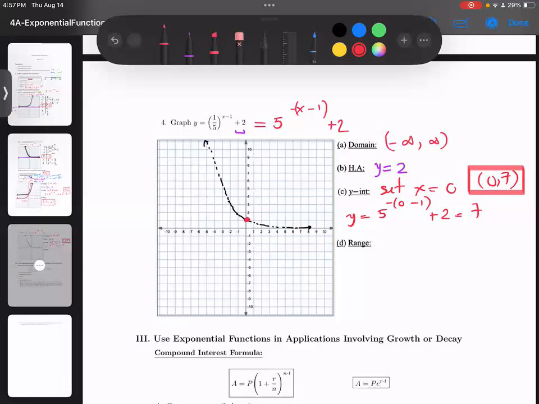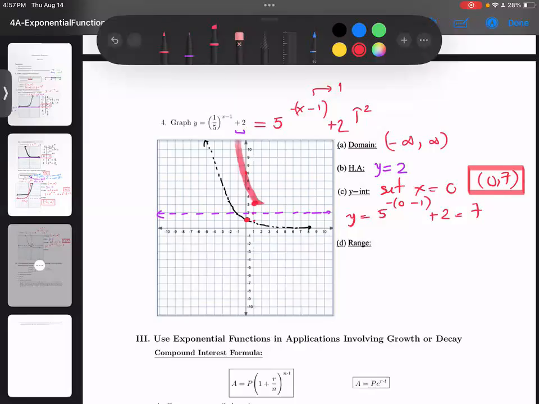So our shifting will be like this. The -1 tells me to move right 1, and then the 2 tells me to go up 2. That's all. So move to the right 1 and up 2. Right there. Let me draw the horizontal asymptote, y equals 2, in my graph right there.